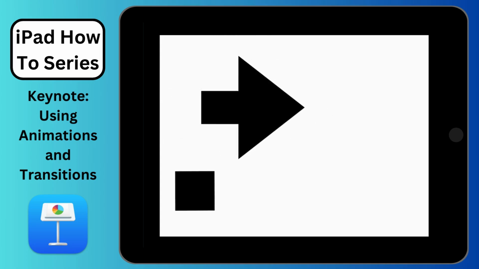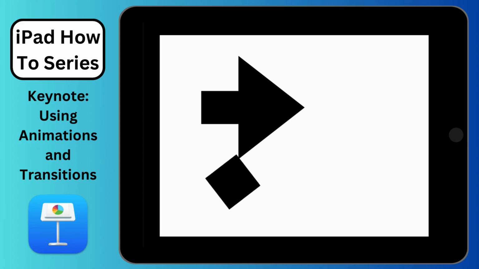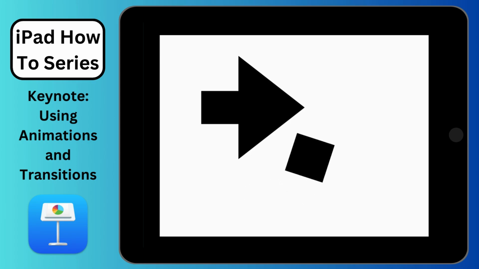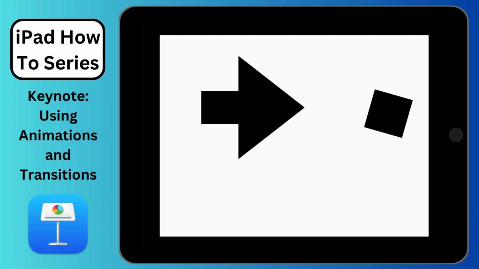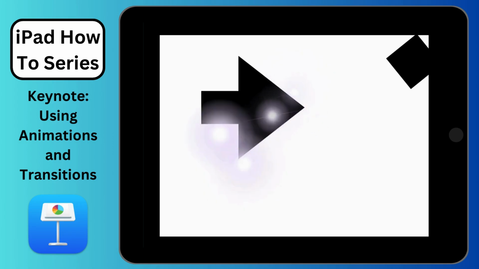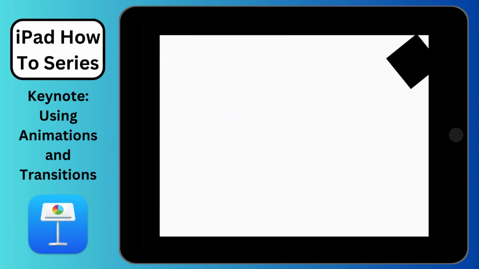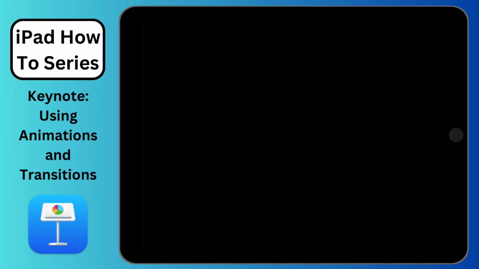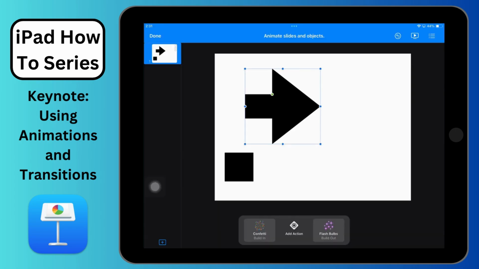There's that. Now my square is going to move. And then once my square is finished moving, I'm going to tap again, and there it goes. So that worked exactly as I expected. Preview is a great thing to kind of work through.